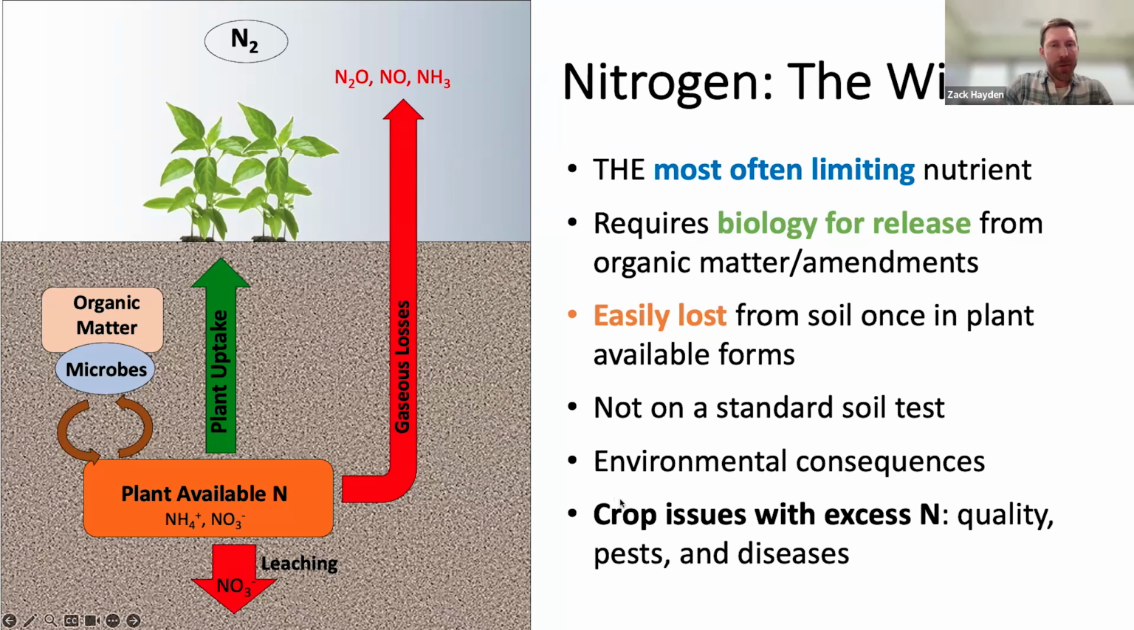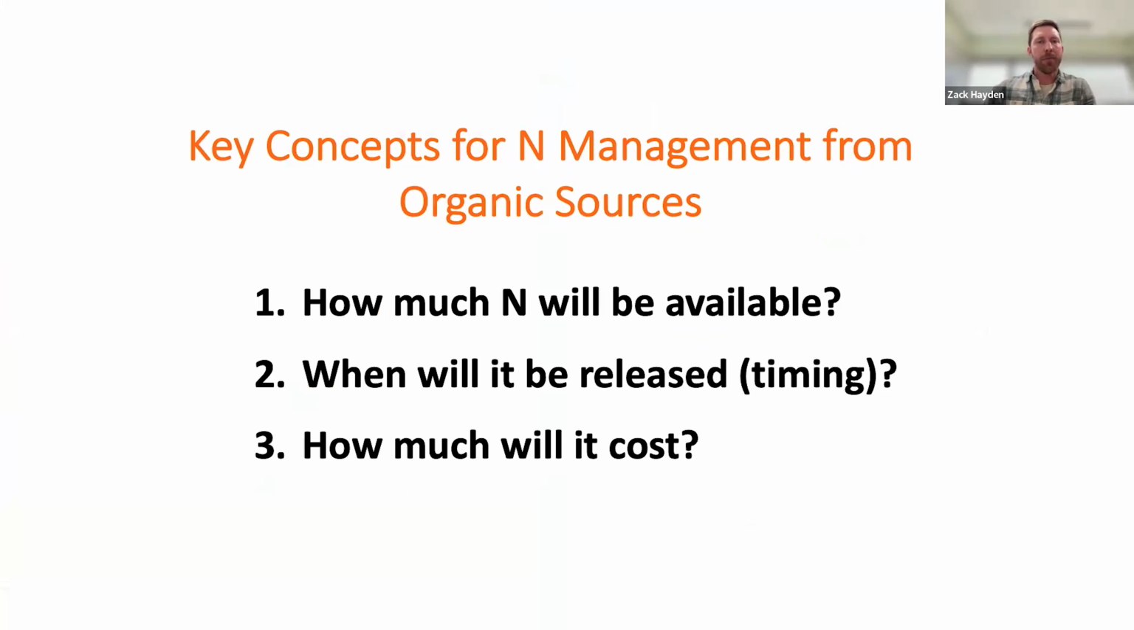And it's also a challenge because there's not only crop issues, yield loss with insufficient nitrogen, but we also can run into quality, pest, and disease issues when we have excessive nitrogen in various vegetables. So nitrogen is the nutrient that we are most often worried about in pretty much all cropping systems, but especially in organic systems. So we're going to spend a little bit of time talking about what we need to know. So key concepts for nitrogen management from organic systems.